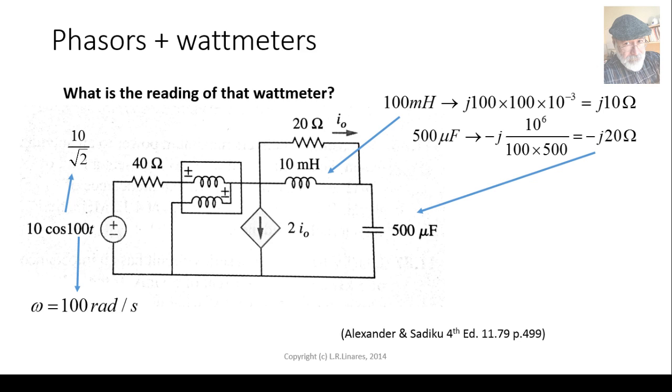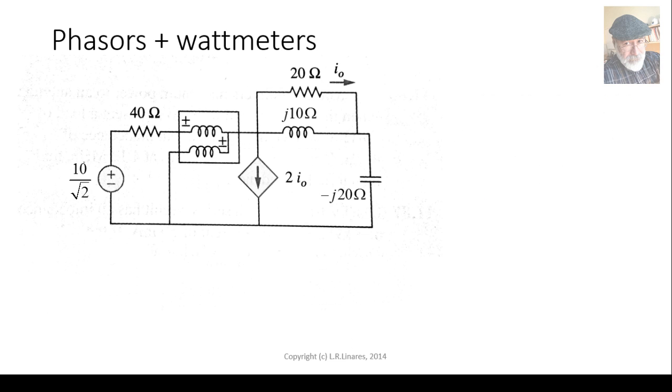The voltage source will be represented by a phasor, RMS value, 0 degrees: 10 over root 2, 0 degrees. The circuit looks like that: j10 ohms here, negative j20 ohms over here, and 10 over root 2 volts. We solve that circuit. Remember, the ideal wattmeter actually is invisible in that circuit.